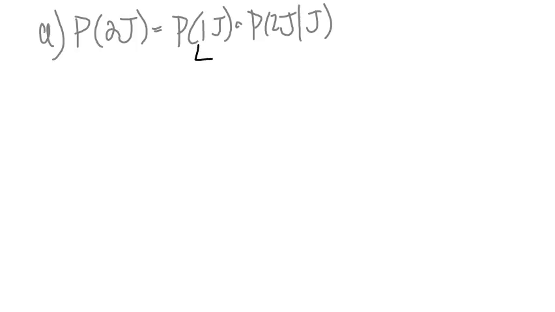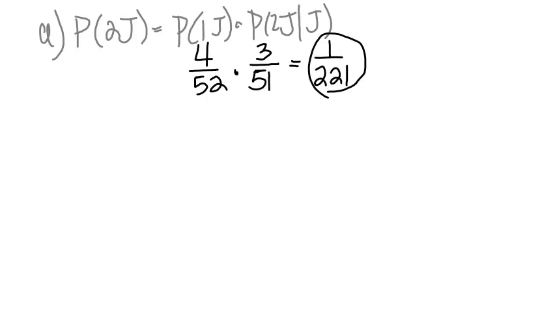So the first time we have a chance of 4 out of 52. But since I picked him and I didn't put him back in the deck, that changed my total number of jacks to 3 and the total number of cards to 51. And then you can multiply that out and simplify it. And this would give me 1 over 221.